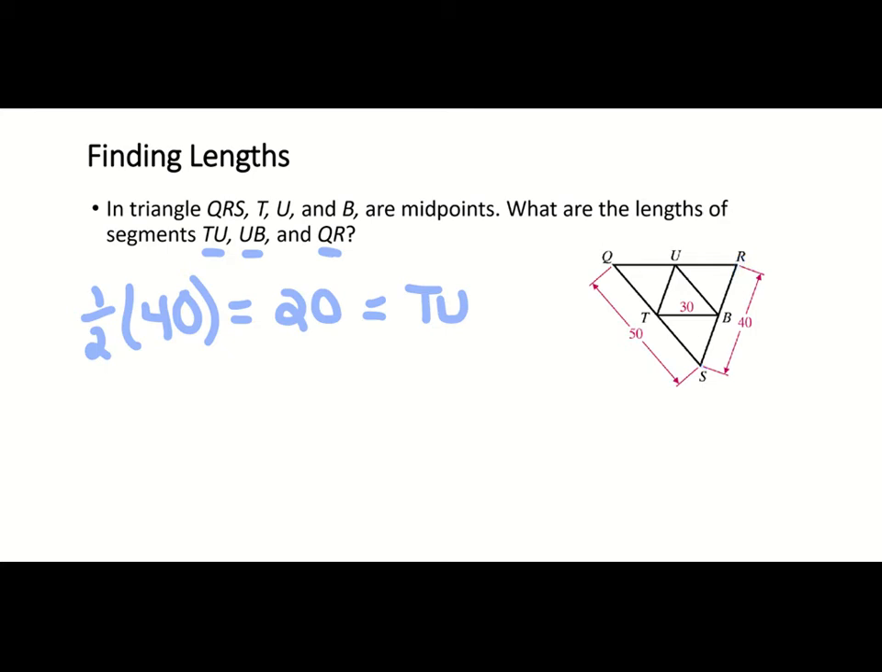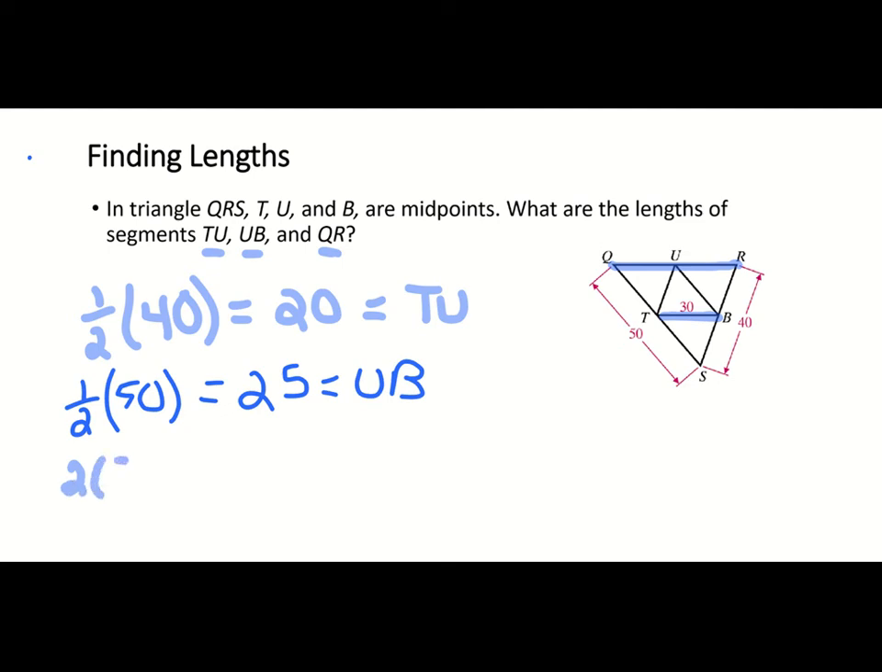Okay, next we are looking for UB. So UB is right here, and it is parallel to QS. So now I want you to figure out in your head what's the length of UB. Hopefully we did the same thing as before. We did 1/2 of the side that it is parallel to, so 1/2 of 50. So we get 25 is equal to UB. And then our last side is QR. So QR is the third side of the triangle, and it is parallel to TB. Because TB is the midsegment, and we know that measurement, the third side is 2 times the midsegment. So if I do 2 times 30, I will get 60, and that is equal to QR.